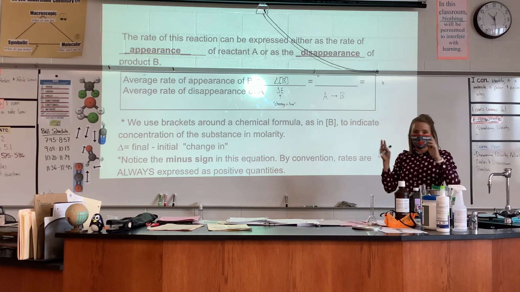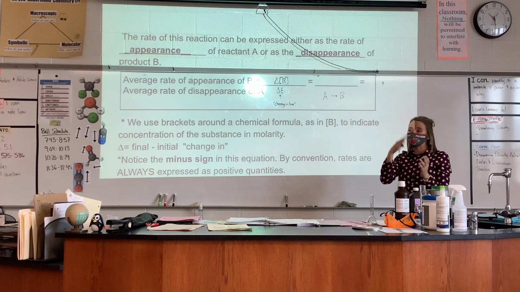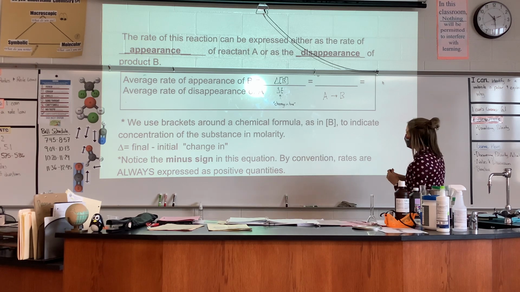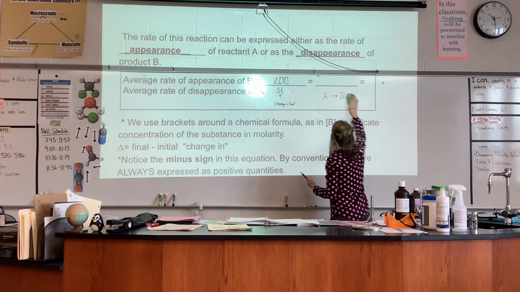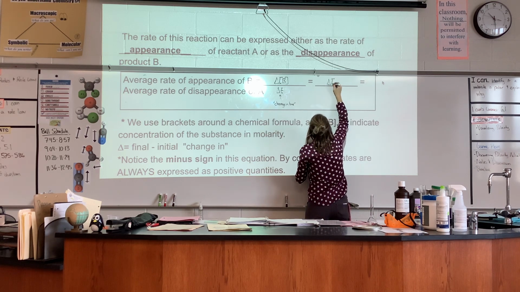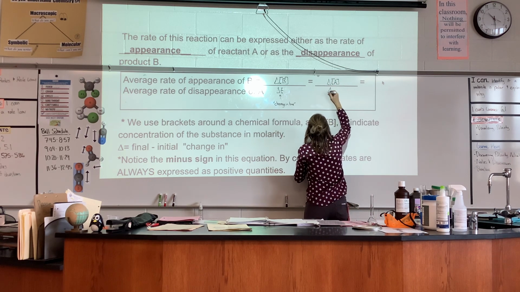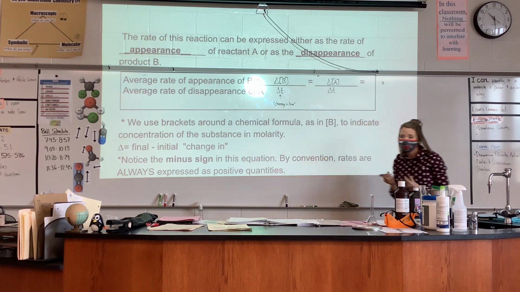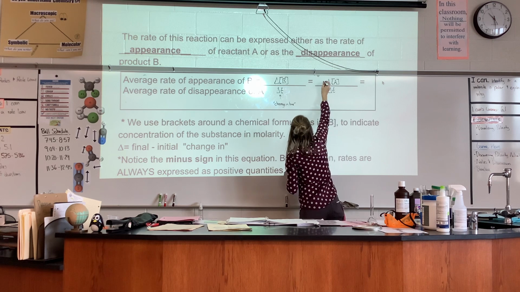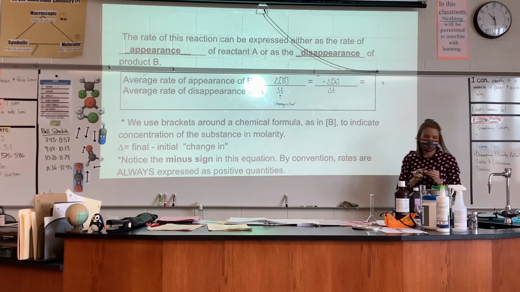Now in terms of our equation of A changing into B, B is being made. So we're measuring how quickly B is being made. You can also measure it as how quickly A is going away. So we could also say the change in A over change in time, with a slight difference of having a negative with this one.